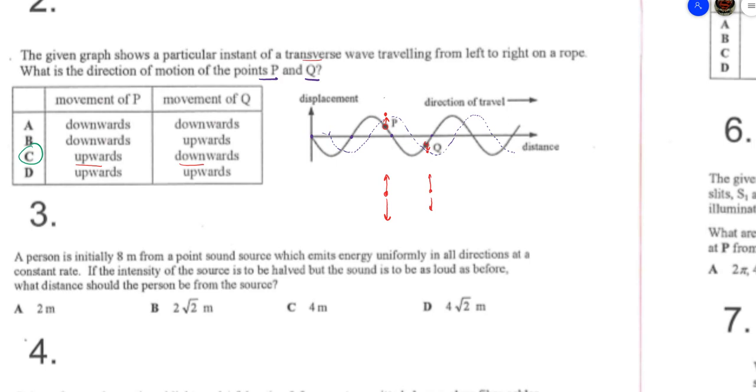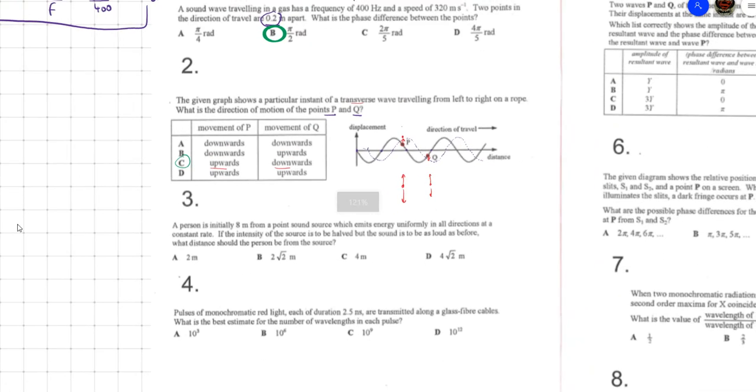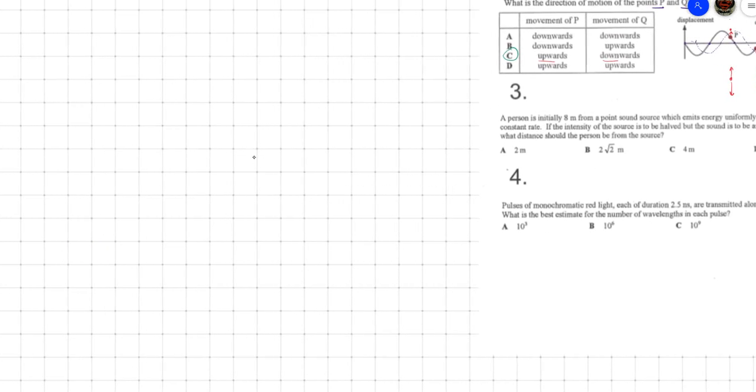Now with a question like this, you want to be careful not to shift the wave too much, because the wave is gradually moving over a certain amount of distance. So that's why I shifted it not too much, just a little bit here. Okay, all right, cool. Now let's go on to the next question, question 3.